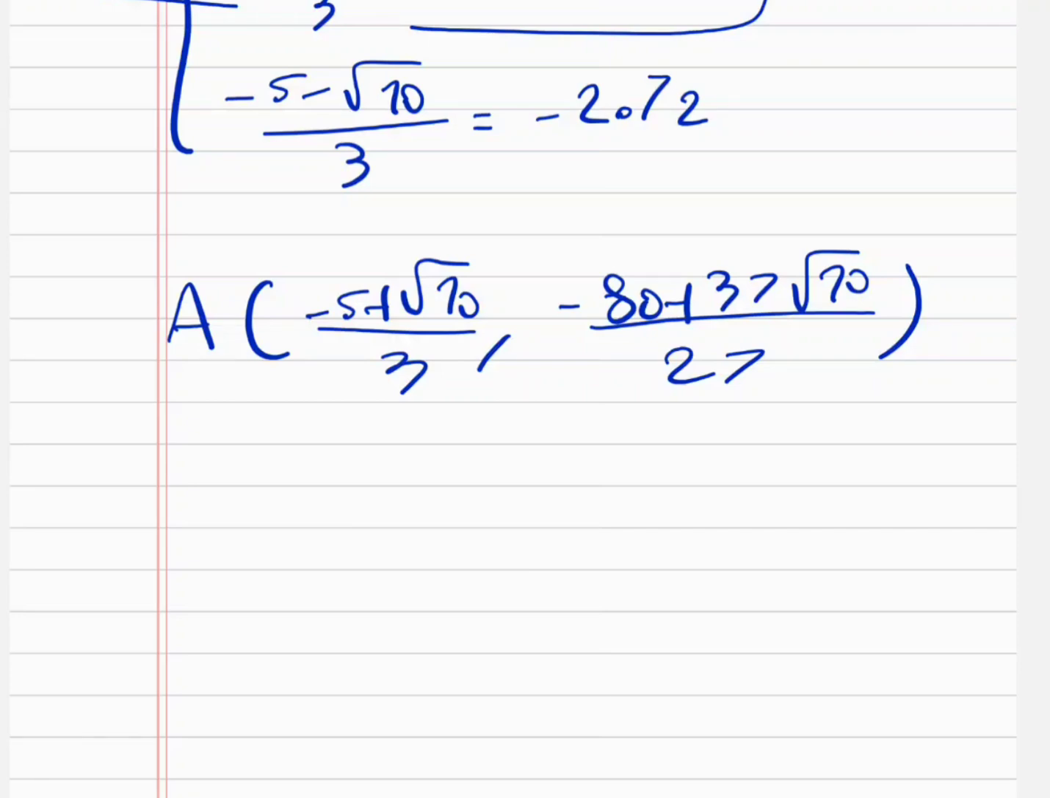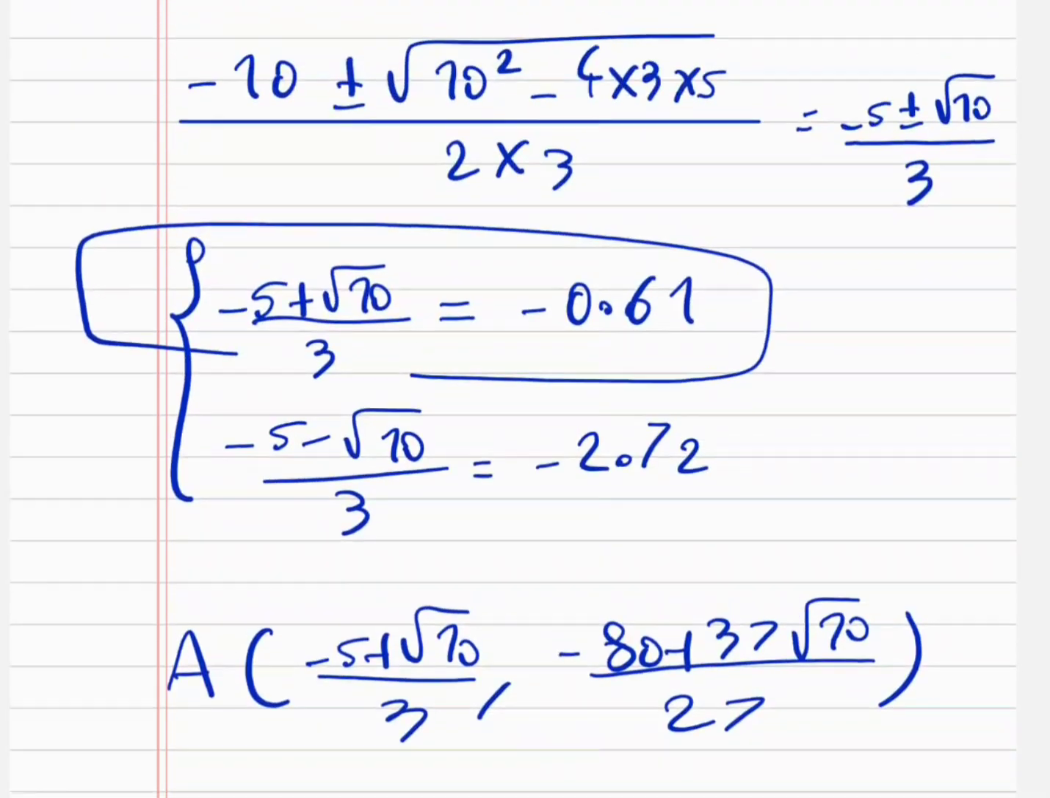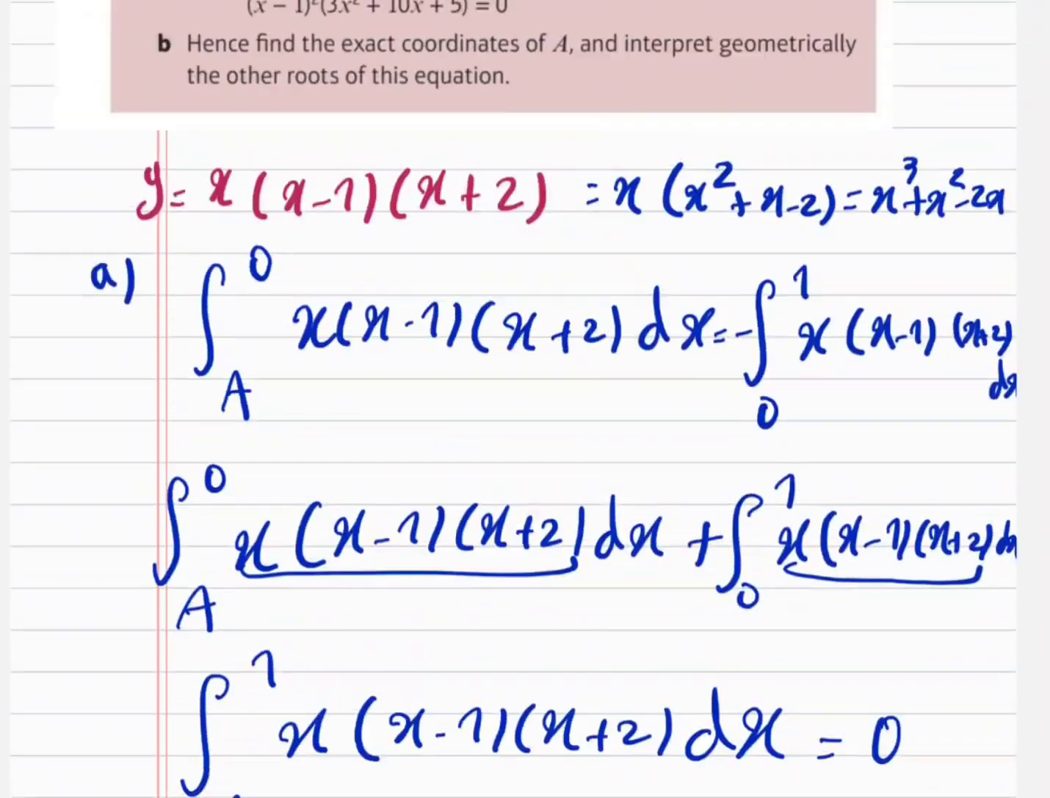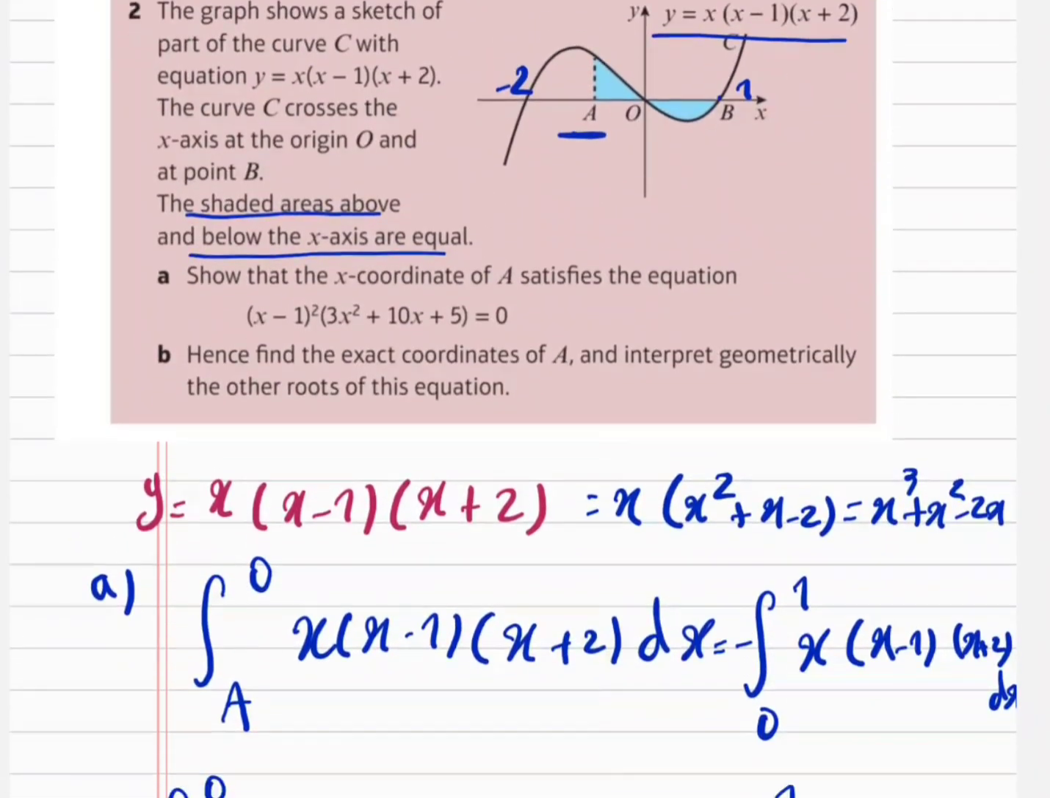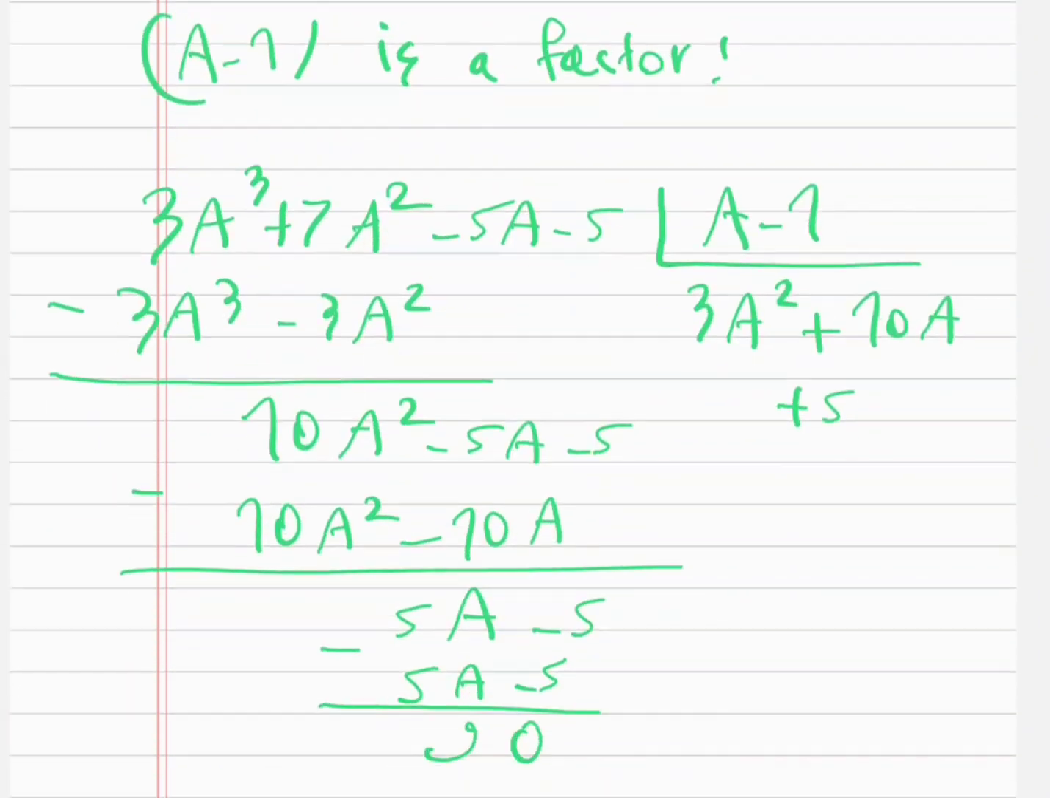In terms of the geometrical meaning, the other root, which is minus 5 minus root 10 over 3, is just a point that is on the curve, but on the left of minus 2, because that's less than minus 2. So it's going to the left of the curve, and it's below the x-axis. So that value obviously doesn't intersect the x-axis. If I said that previously, I didn't mean that. But yes, the value of A is the x coordinate of A here.